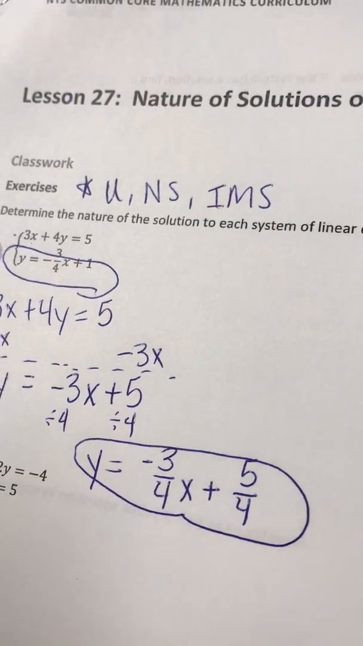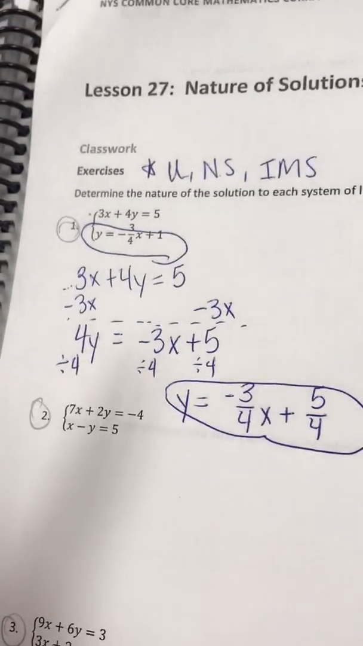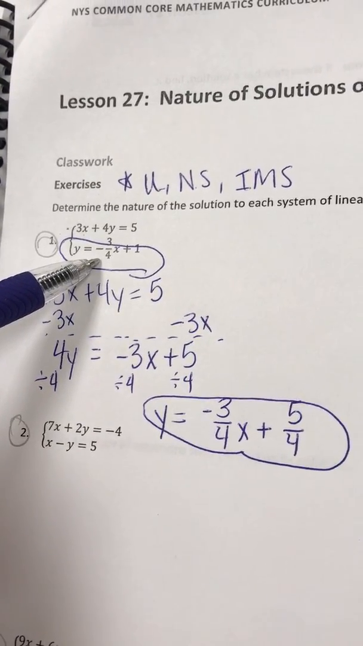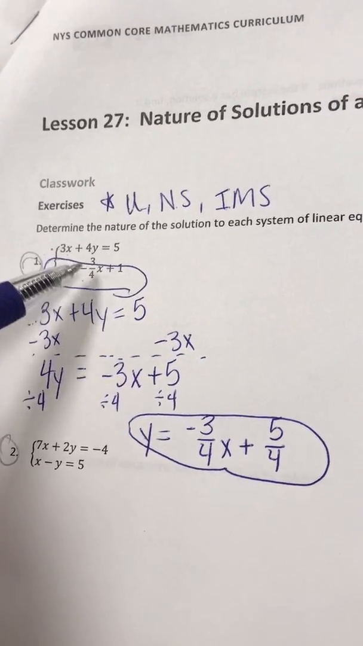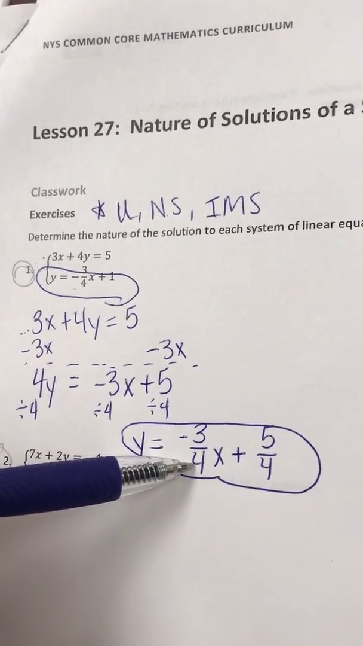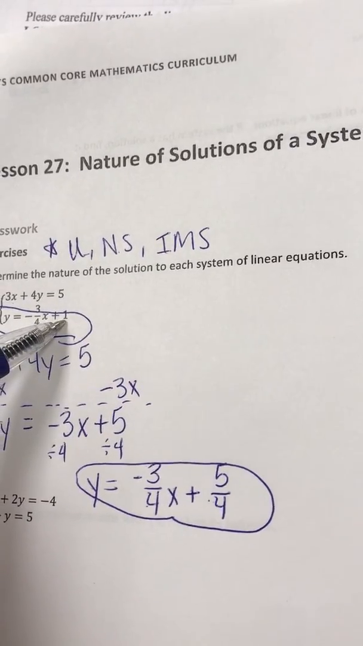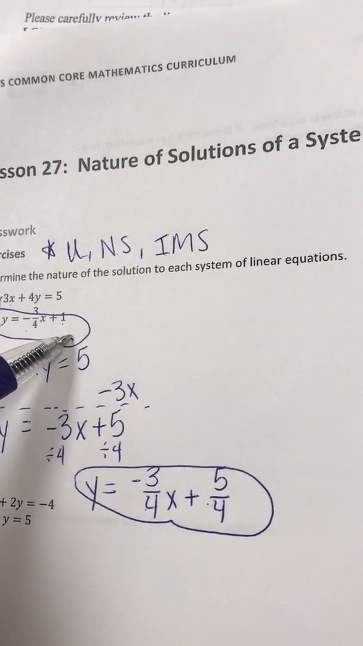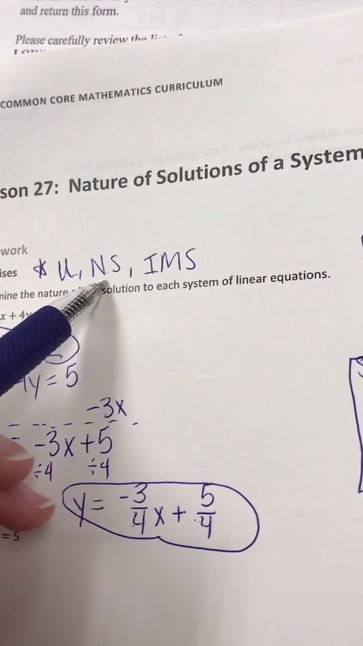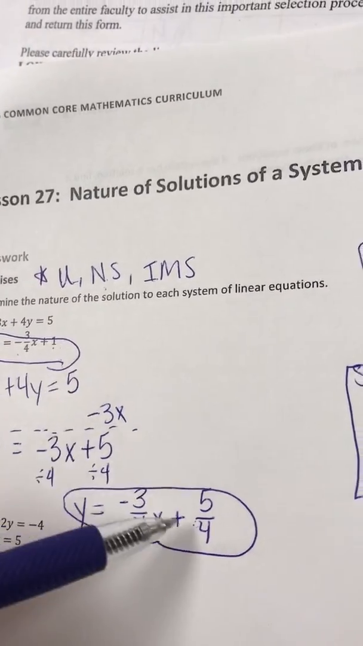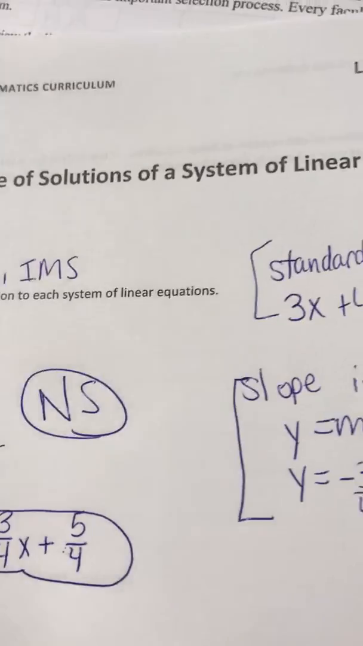All right, so remember, whenever we're deciding if it's unique, no solution, or infinitely many solutions, we have to compare slopes first. So whenever they're both in slope-intercept form, we compare our slopes. In this case, both of our slopes are negative 3/4. So they have the same slope, but if you'll notice, they have different y-intercepts. If you'll go back to what we learned before spring break, you would know that that's going to be no solution because they're going to be parallel. They start at different points on the y-axis, but they have the same slope. So the answer to this one would be no solution.